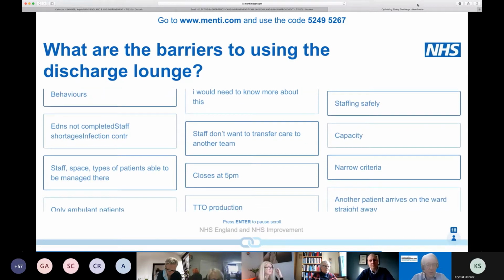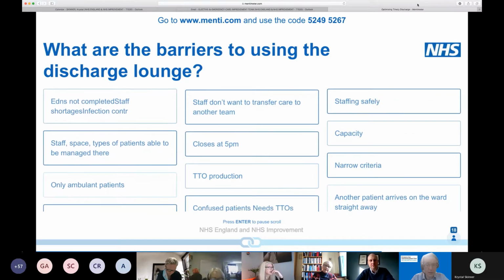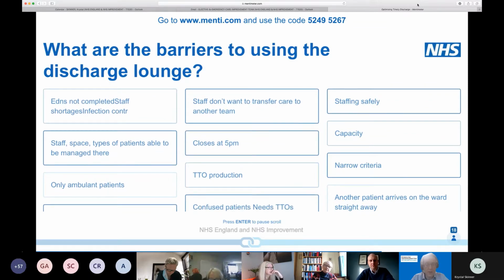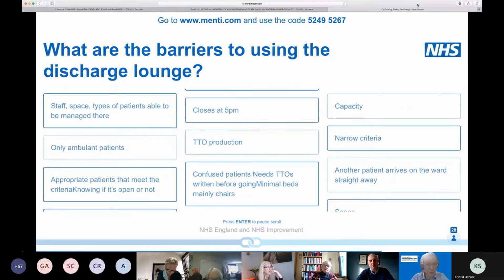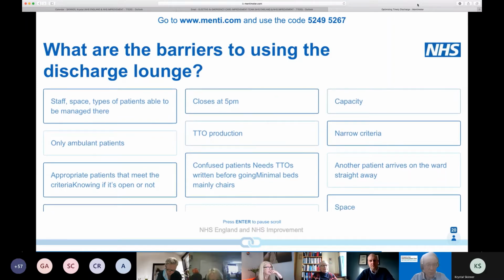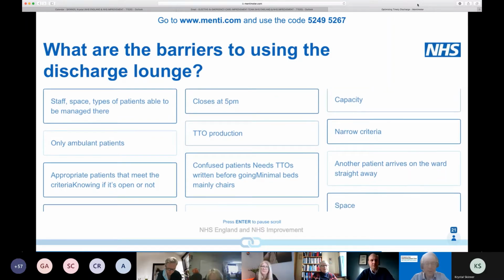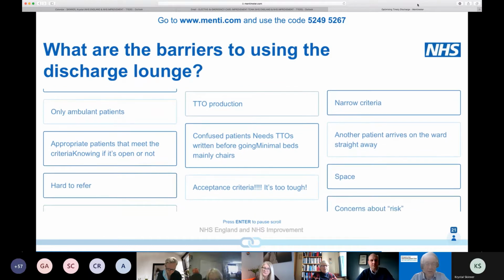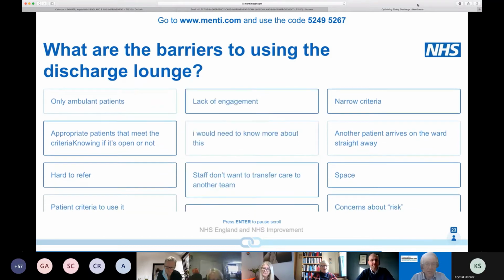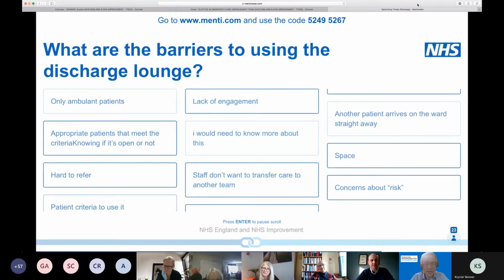Yeah, so there's some interesting comments here around staff confidence, shall we say, or clinical confidence. This is an area we're going to explore shortly. Some comments around provision of TTOs or TTAs.